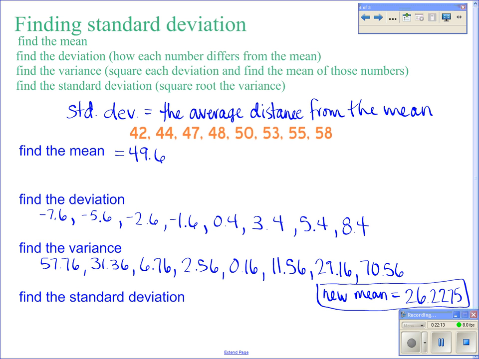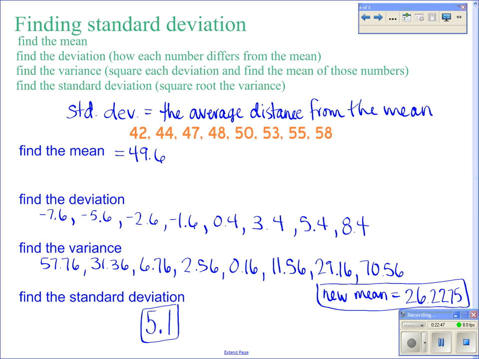Okay, how do you find the standard deviation? Square root that number. What do we get? No, square root, not square. 5 point what? 1? Okay, so we'll go 5.1. 5.1 is the average distance that all of these numbers are away from 49.6. That is what we just found.